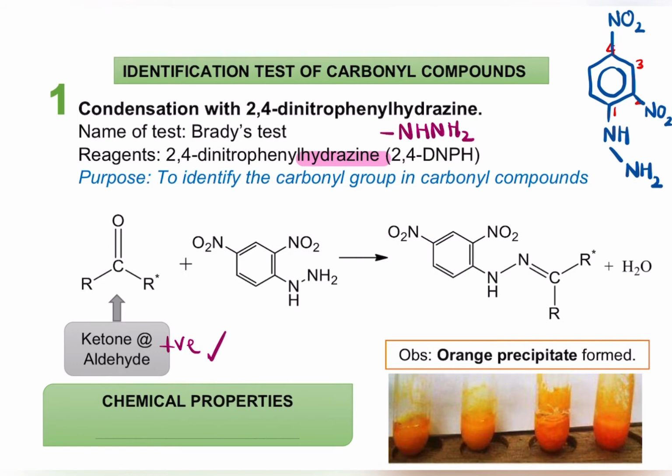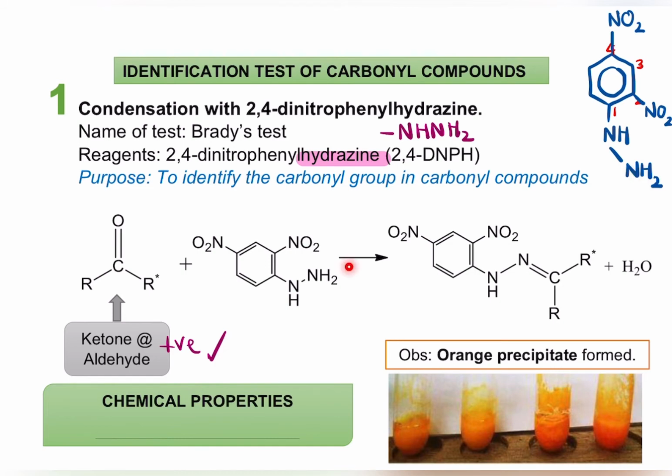Please memorize the structure for hydrazine, and for the rest of it, I hope you can use the concept that you've learned so far. So let's get back to the chemical equation, how you want to draw the equation for carbonyl compounds when they undergo Brady's test. You have ketone or aldehyde here, reacting with 2,4-DNPH. This is the structure that I taught you here, the same thing here.